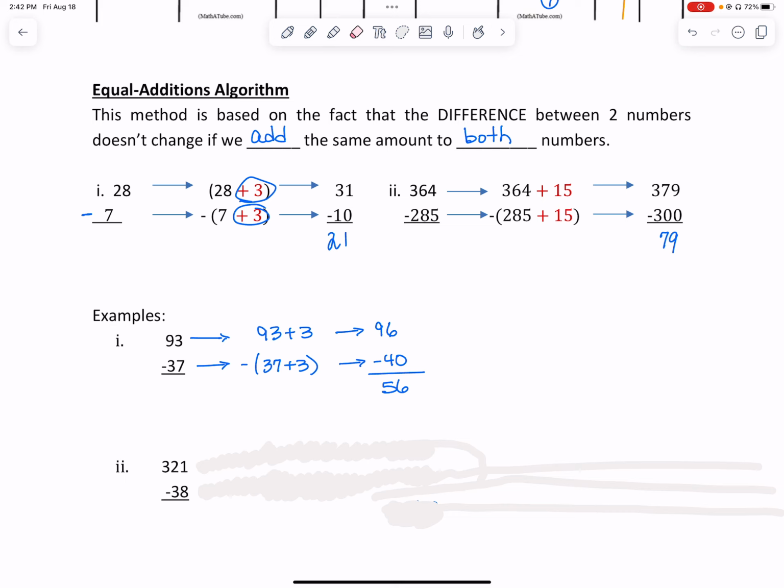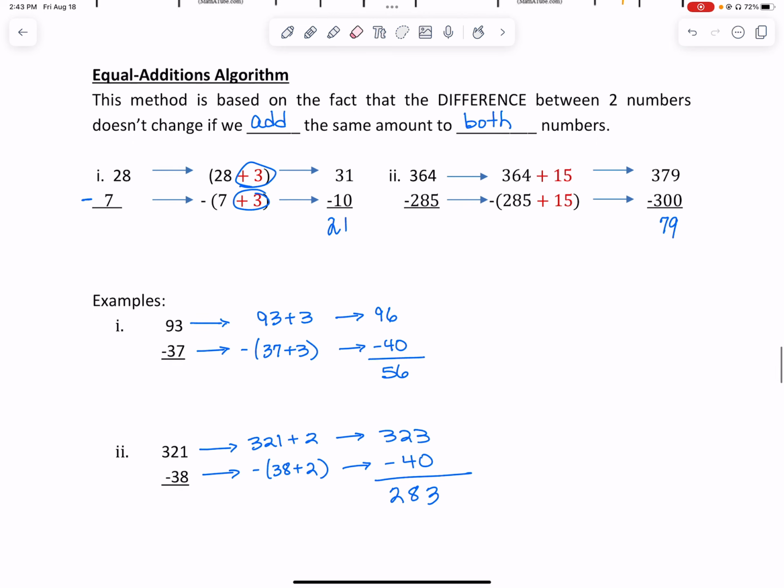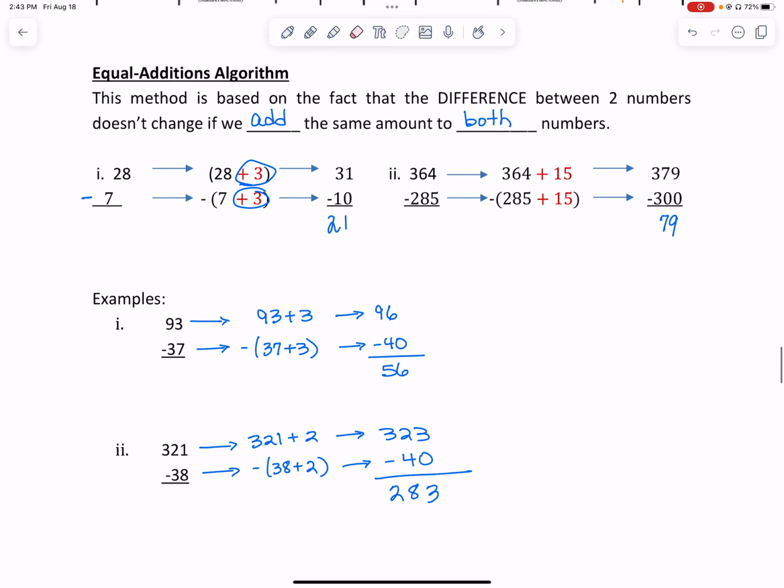So I'm going to do the same thing. If you notice down here, what would I need to get that to the next number up? I just need to add 2. So I'm going to add 2 to the bottom and get 40. Subtract 40, and then I'm going to add 2 to the top. So then when I subtract, I've got my 3, and then 32 minus 4, that's going to give me 28. So 283 would be my answer. So that's the equal additions algorithm is what it's called.